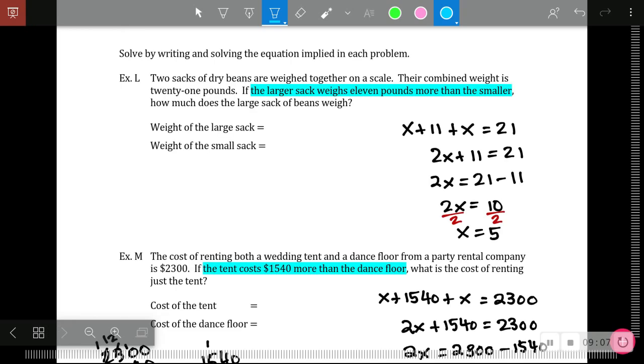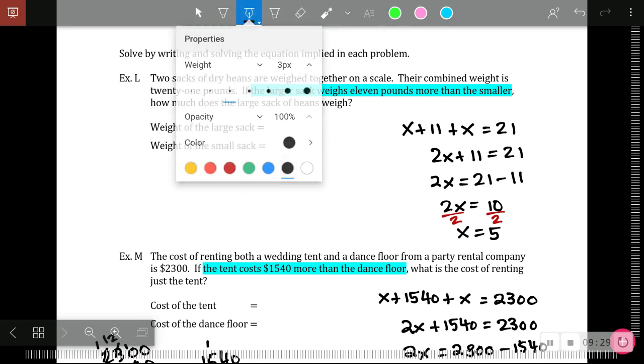Okay, we are on the last section here, the downhill section, and I've got a little bit of a head start on it. Let me read the problem briefly here. 2 sacks of dry beans are weighed together on a scale. Their combined weight is 21 pounds. If the larger sack weighs 11 pounds more than the smaller, how much does the large sack of beans weigh?